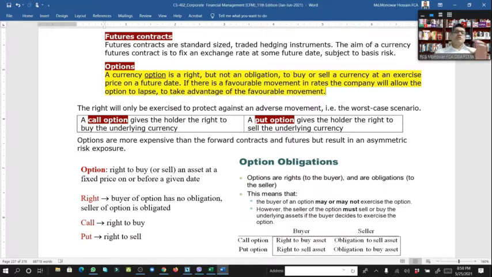So there are two options. One is call option, another is put option. So what is a call option? Call option gives the holder the right to buy the underlying currency, and put option gives the holder the right to sell the underlying currency. So who is selling? It is the put option. Who is buying is the call option.